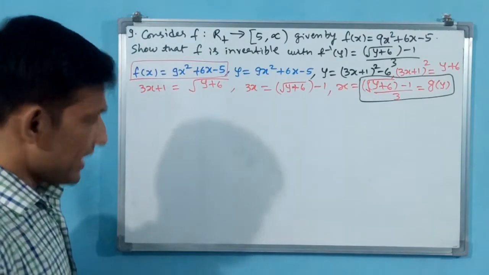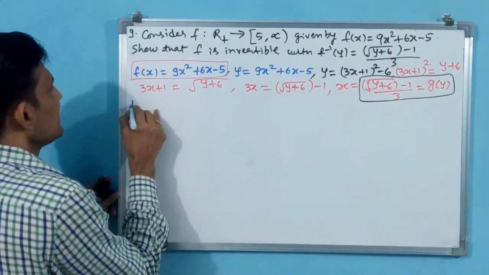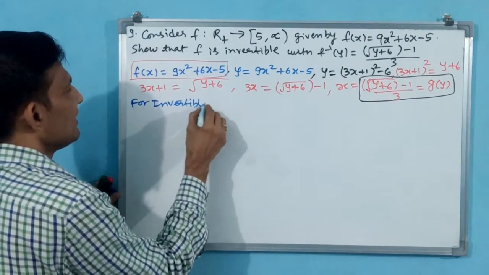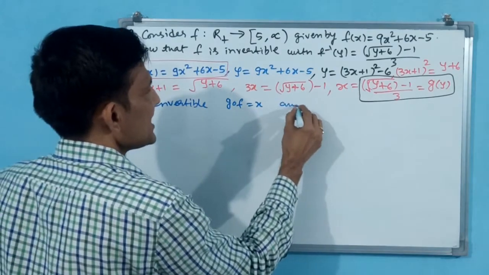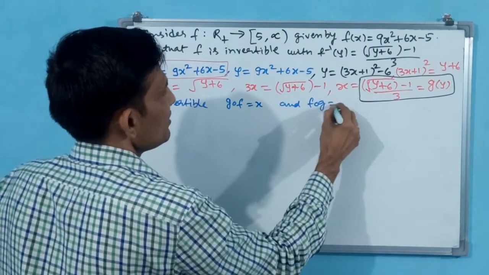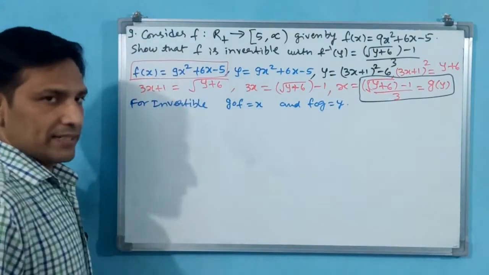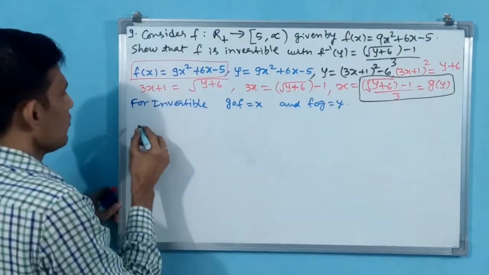Okay. Now again you write for invertible, GOF is equal to x and FOG is equal to y should come. Okay. Now one by one we take. Why? Because g of y is there, f of x is there, both are there.